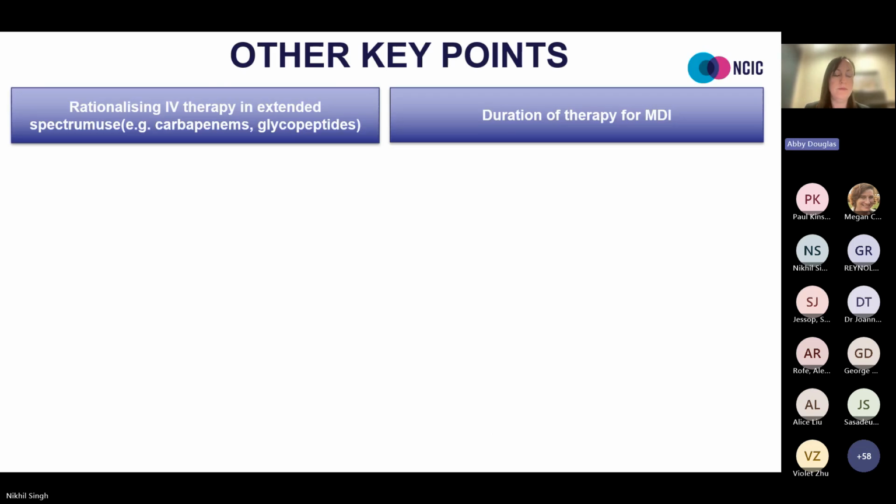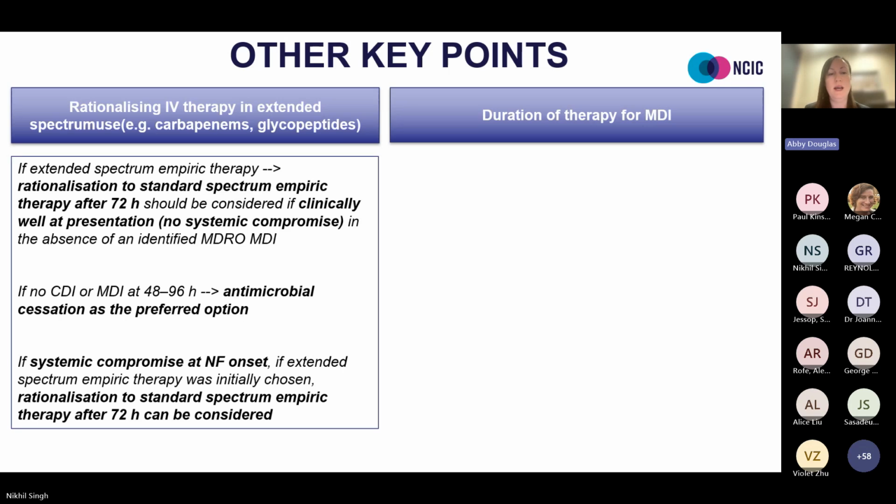So other key points in the guidelines are, of course, if someone has been commenced on very extended spectrum therapy, such as carbapenems and glycopeptides, whilst we dissuade people from doing that upfront. If it has been commenced, we do give some recommendations around considering rationalising back to standard spectrum therapy, or remembering the How Long approach to consider ceasing altogether. If the patient was unwell at neutropenic fever onset, of course, that's a little bit more concerning for a resistant organism that we just didn't detect, and so that's more of a consider.